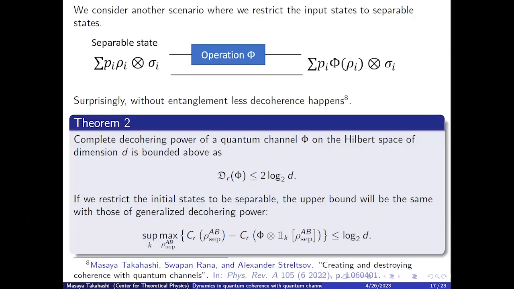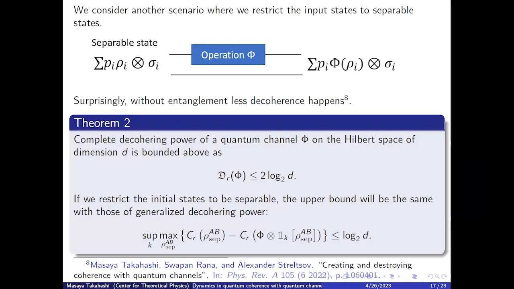Why is it surprising? Why would you expect something different? Because if you don't have entanglement, obviously you have less coherence, right? You need superposition to have entanglement. Why was this surprising to me, not expected? It's because even if you have entanglement, I thought it's not that obvious, because the operation is only applied on the system state.